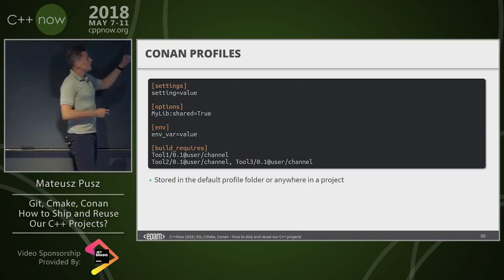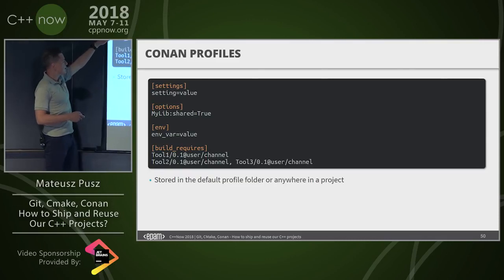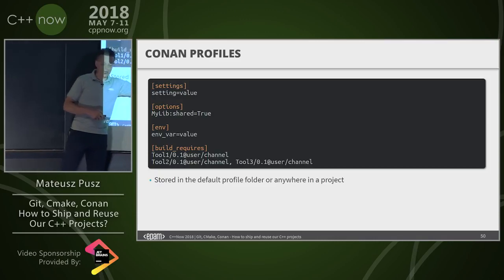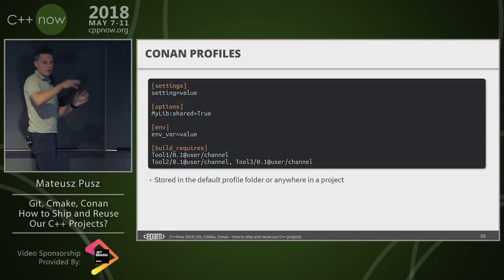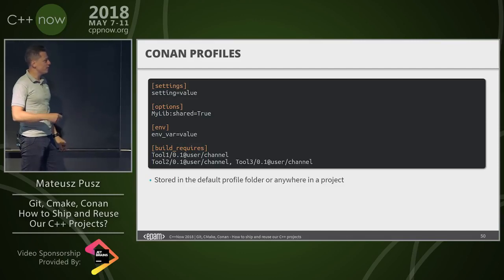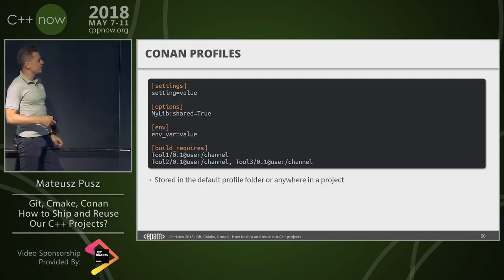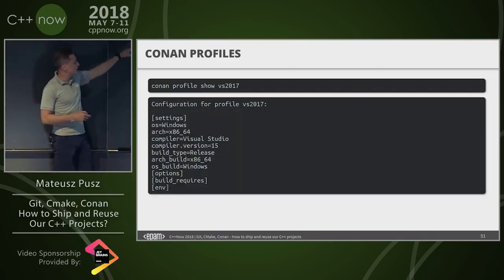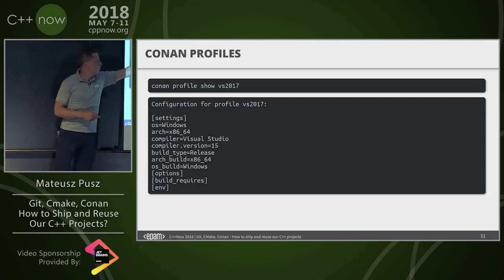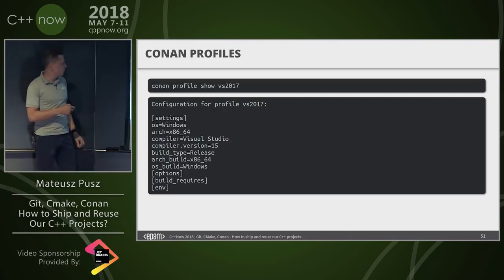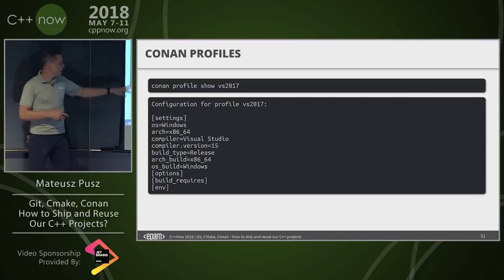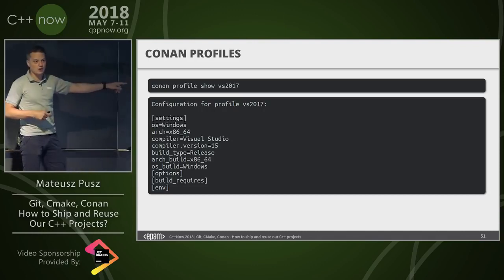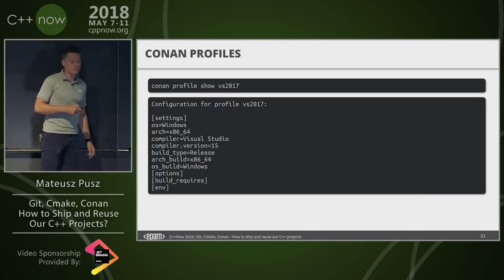Conan profile files look like this. They have settings, options, environment variables, and maybe some build requirement stuff. They are stored in the default profile or anywhere in the project. So you can either have it in your global platform directory or in the project source files. And basically, this is how it looks for my Visual Studio 2017. You have information that it's Windows, 64 bits, version 15, release, 64 bits here again, this is for cross-compiling, basically. And maybe you can provide, for example, environment variables. Environment variables are mostly useful, for example, for Clang, to specify which binary of Clang you would like to use.